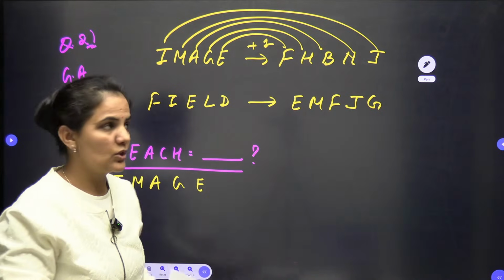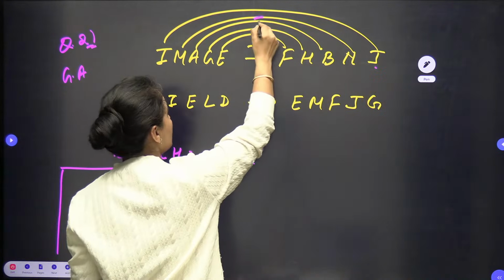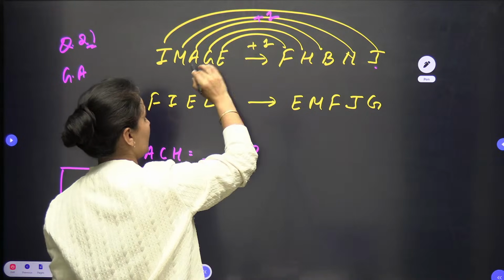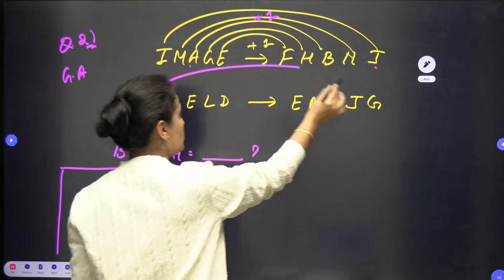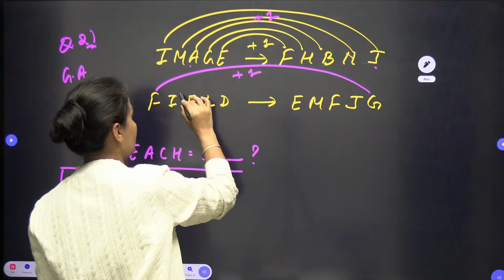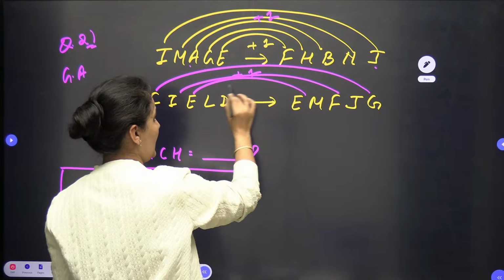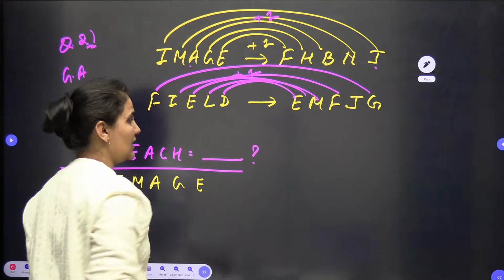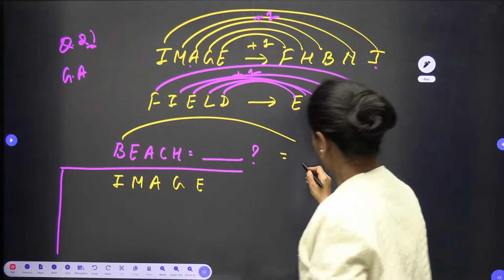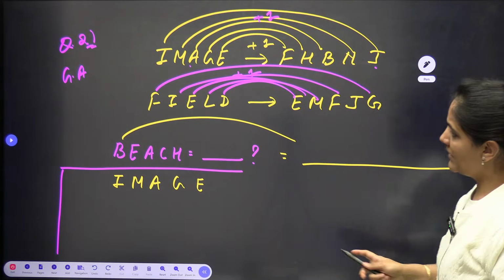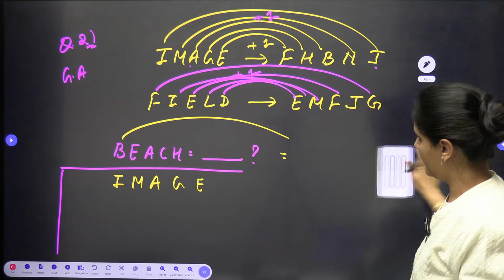So here you can see I to J is plus 1, M to N plus 1, A to B plus 1, G to H plus 1, E to F plus 1. The same relation here: F plus 1 is G, I plus 1 is J, E plus 1 is F, L plus 1 is M, D plus 1 is E. So I should have the same here too, but in this case you can start writing from the reverse order.